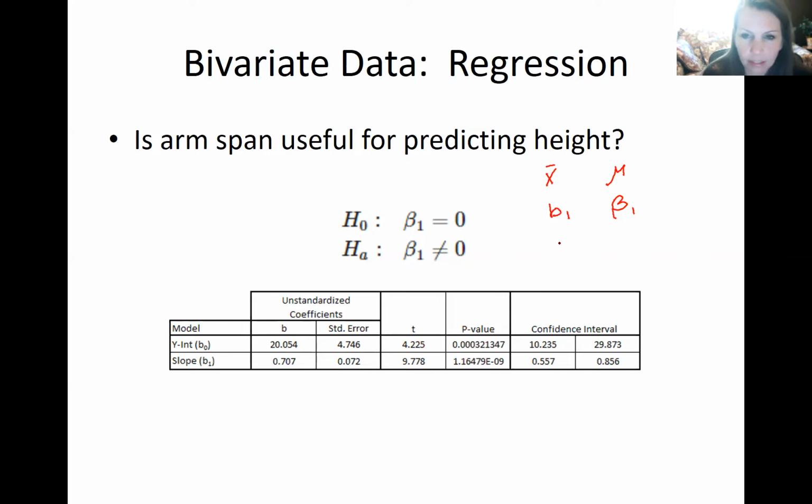So kind of like p hat and p, or s and sigma. So these are all the parameters, and these are statistics. So the statistics are the numbers that we actually calculate from our sample, whereas these parameters are the ones that we're trying to draw conclusions about because they're from our population.